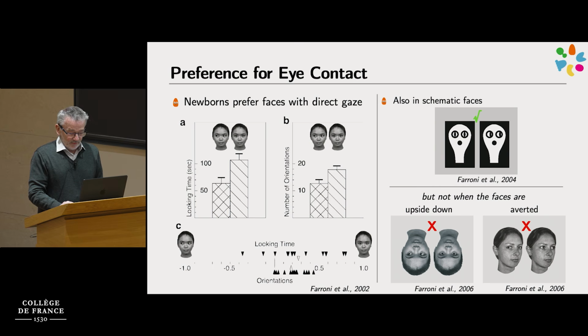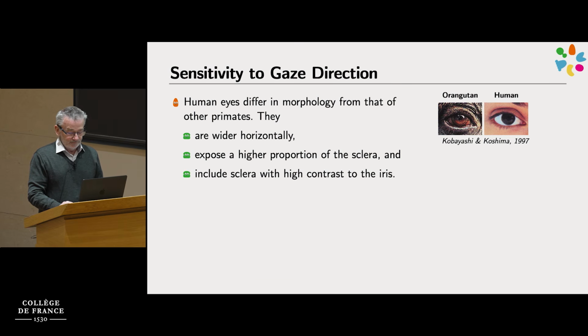So infants are sensitive to this information if somebody is looking at them, but it's not just that. Gaze is also important, not just for figuring out that someone is making eye contact with me, but also for figuring out the gaze directions of others, which is interestingly assisted by human anatomy. Human eyes are different from other primates in the sense that they are wider horizontally, they expose a higher proportion of the sclera, and the sclera is white, and so it creates a high contrast with the iris.